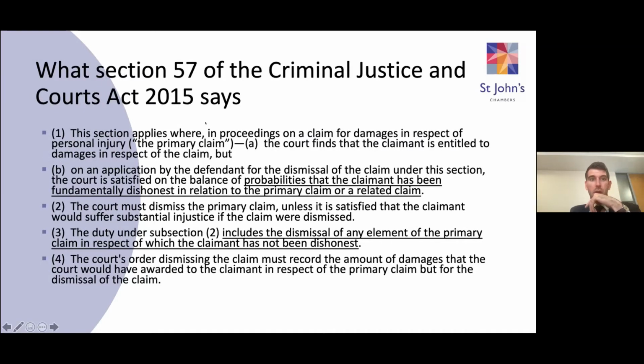Section 57 of the 2015 Act, I've set it out for you there. The essence of it is that the court, if it finds on an application for dismissal of the claim for fundamental dishonesty, if a claimant has been FD in relation to the primary claim or related claim, then the court dismisses the whole of the claim, but will allow the claimant a discount as to the order for costs against the amount of damages that it would have awarded.